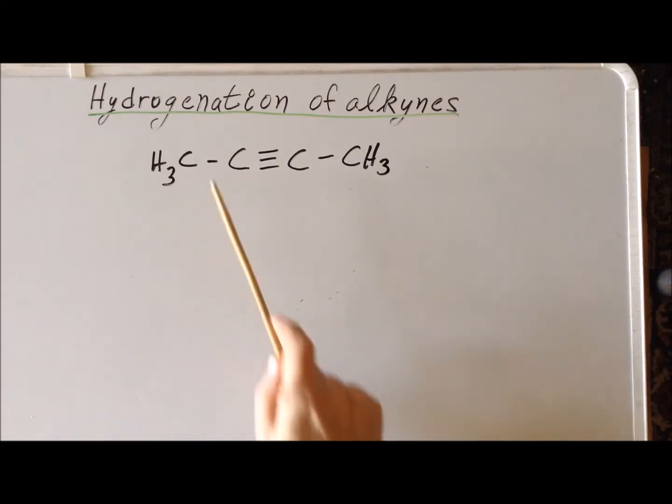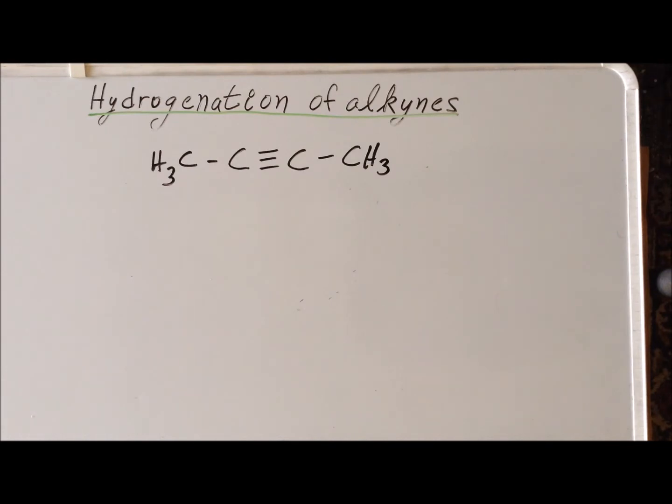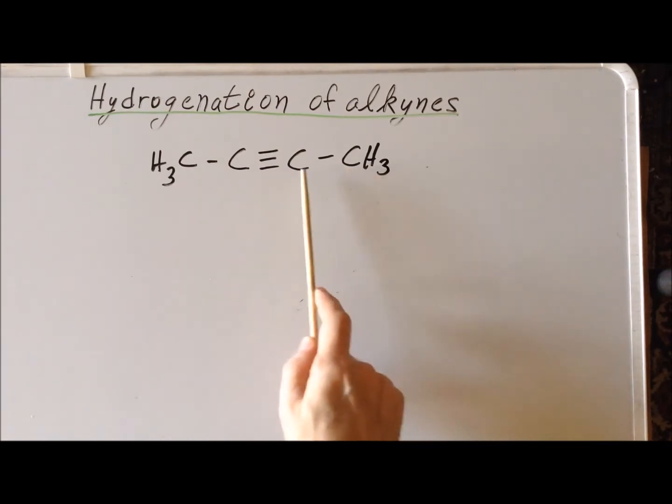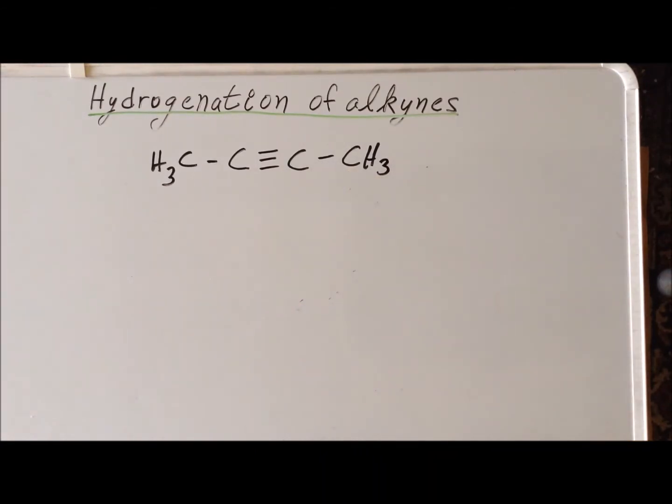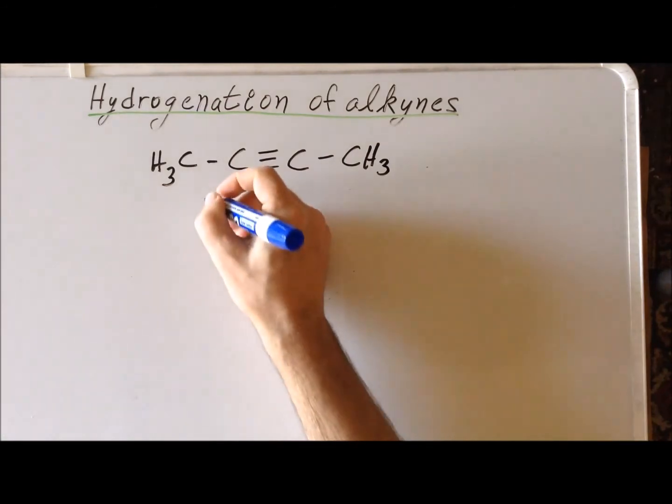Here we have another 4-carbon chain containing 1 carbon-carbon triple bond, but now we see that the carbon-carbon triple bond is between the 2nd and 3rd carbon atoms rather than between the 1st and the 2nd. As a result, we call this compound 2-butyne.